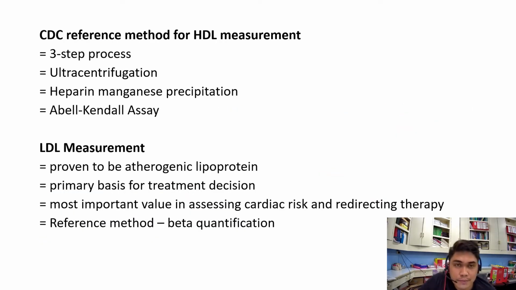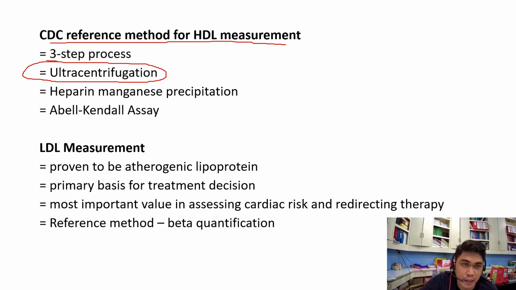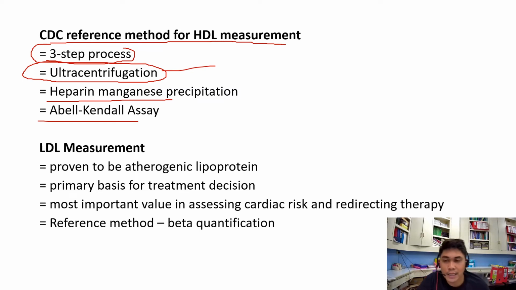Next, the reference method for HDL measurement. The reference method uses ultracentrifugation, and it involves three steps. First is ultracentrifugation, the next is the addition of heparin manganese, and then use the Abel-Kendall assay, which is the method for cholesterol measurement. But for this one, instead of directly using a precipitant, we're going to use ultracentrifuge.